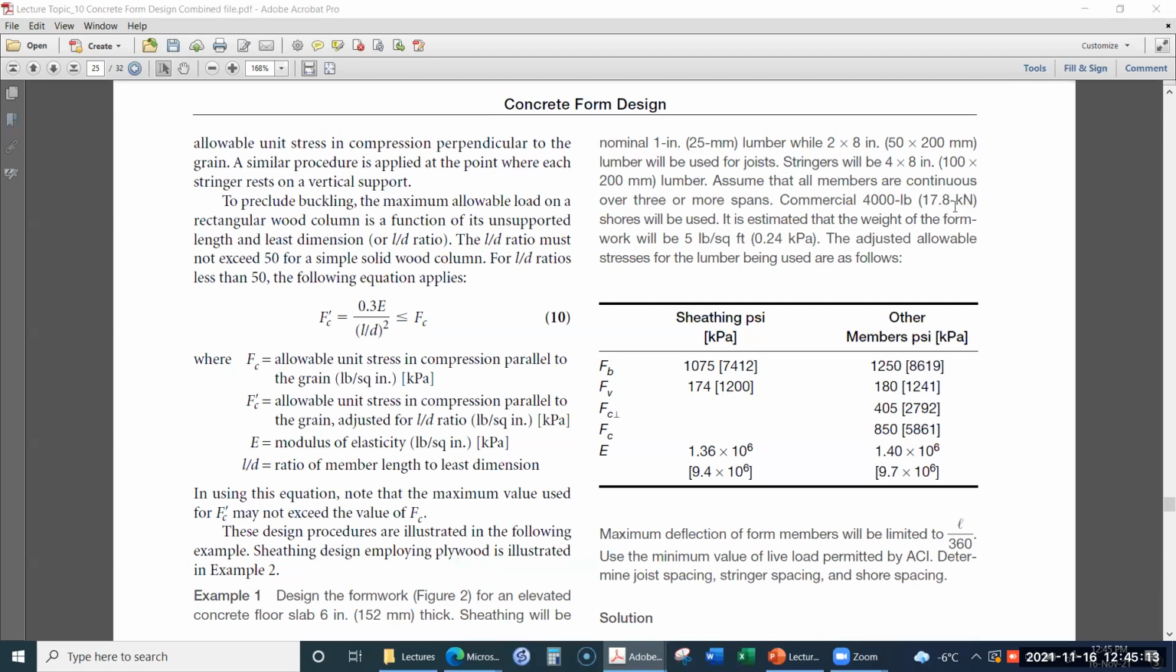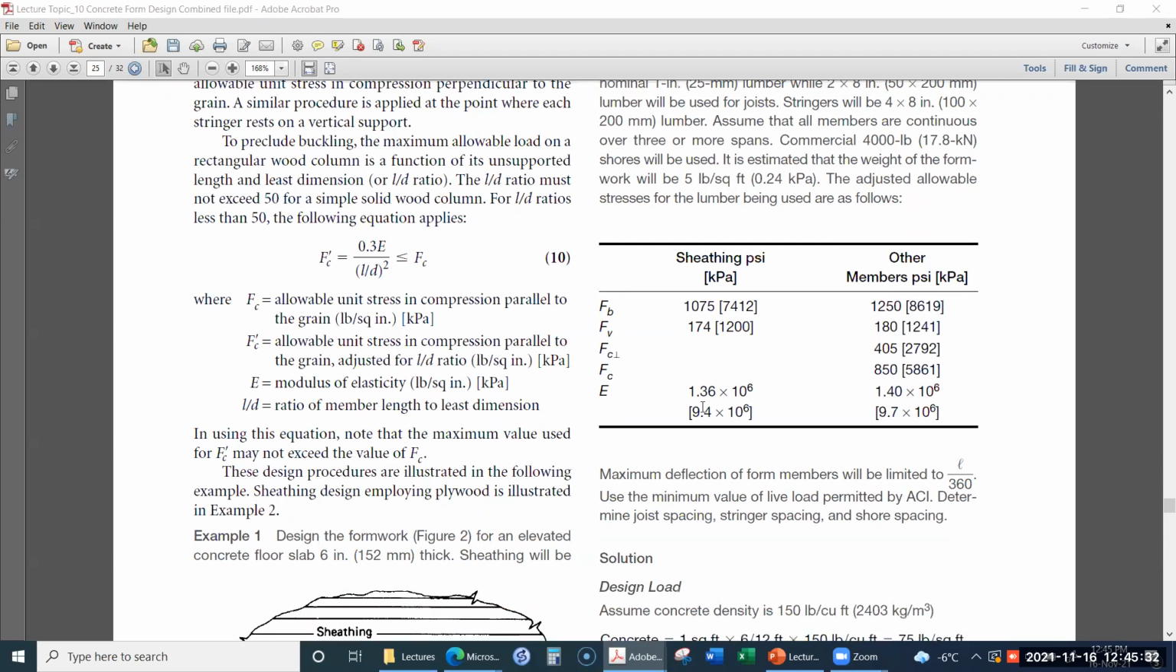Commercial 17.8 kilonewton shores will be used. It is estimated that the weight of the formwork will be 0.24 kilopascal. The adjusted allowable stresses for the lumber being used are as follows. That means the stresses in the lumber should not exceed these limits.